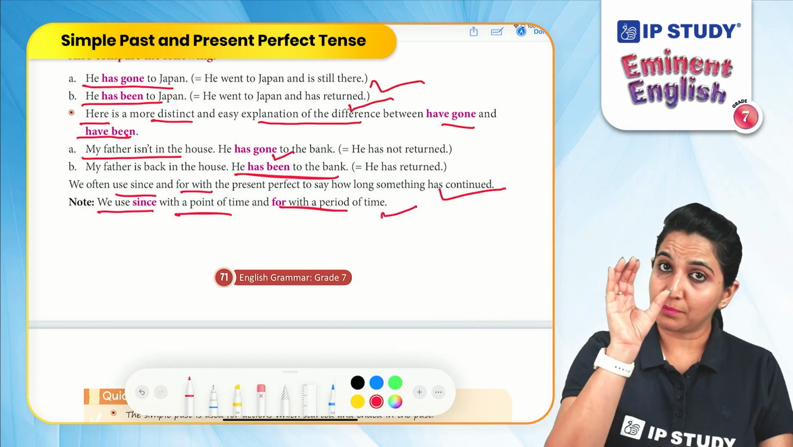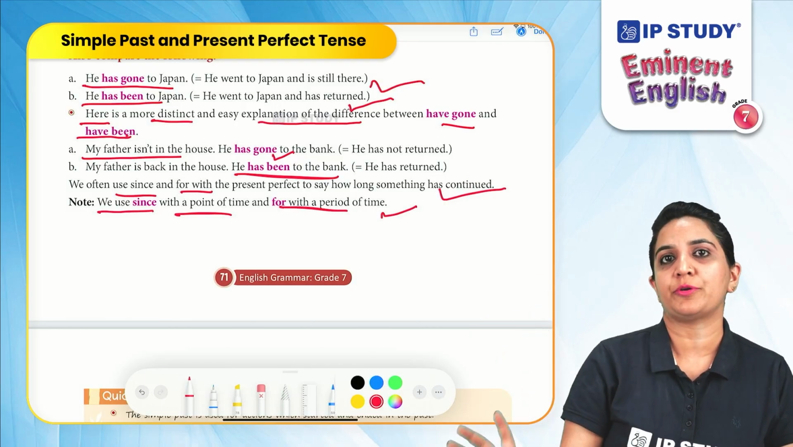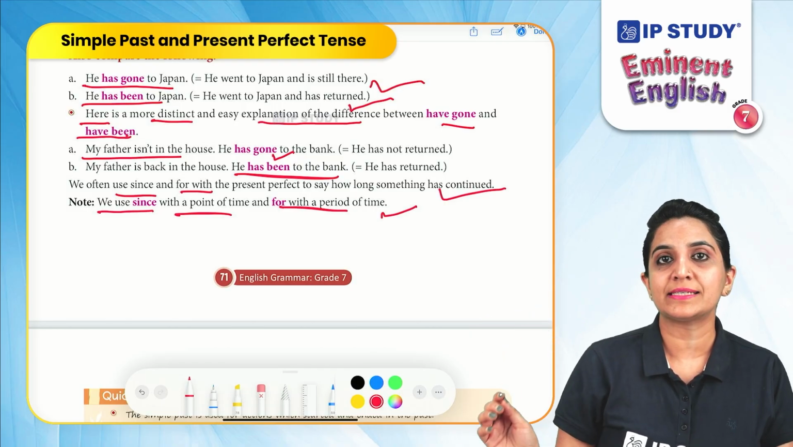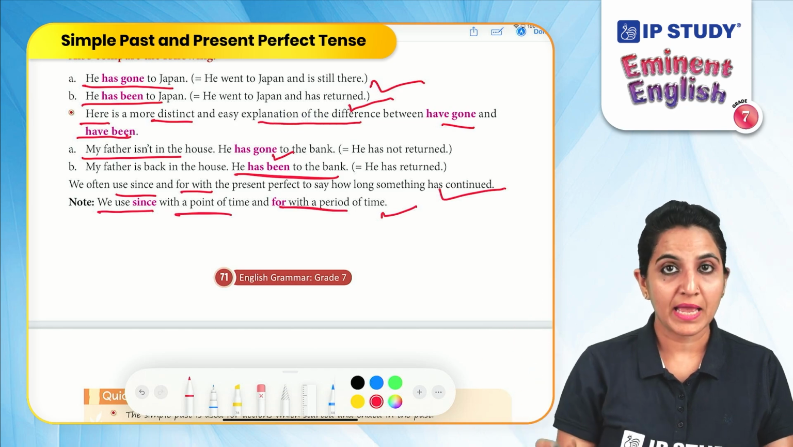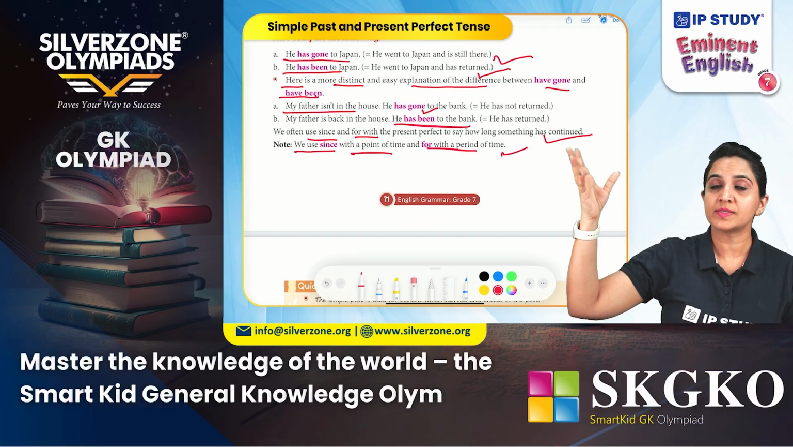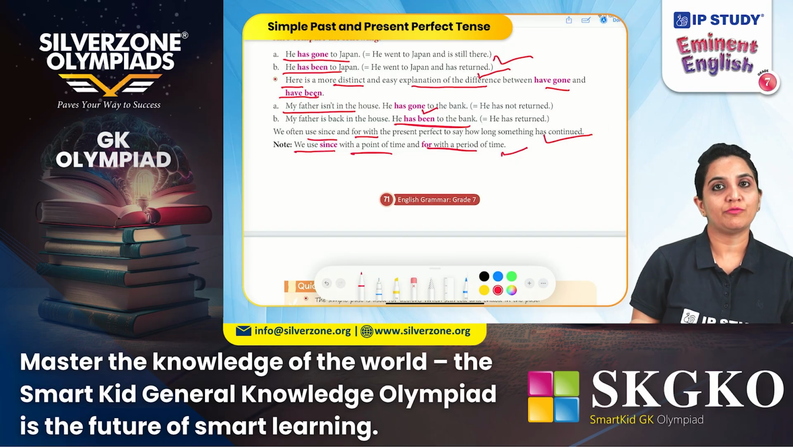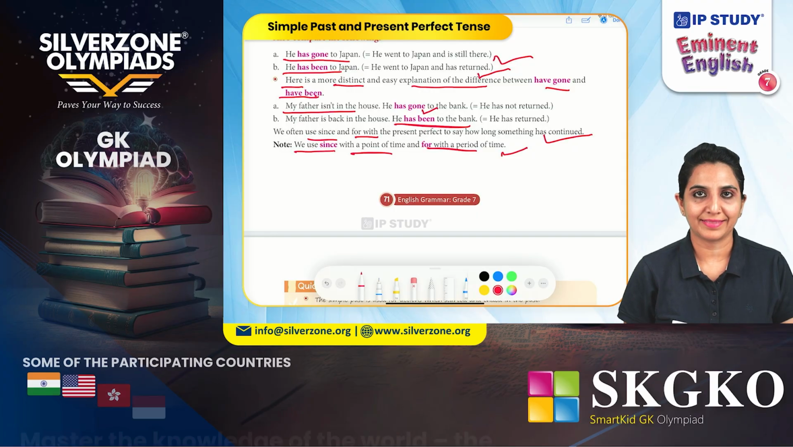So the period of time is mentioned, but the definite time is not mentioned. So for those sentences, we use for. But when the definite time is mentioned, for example, since August, since Monday, since 1975, we use since for them.